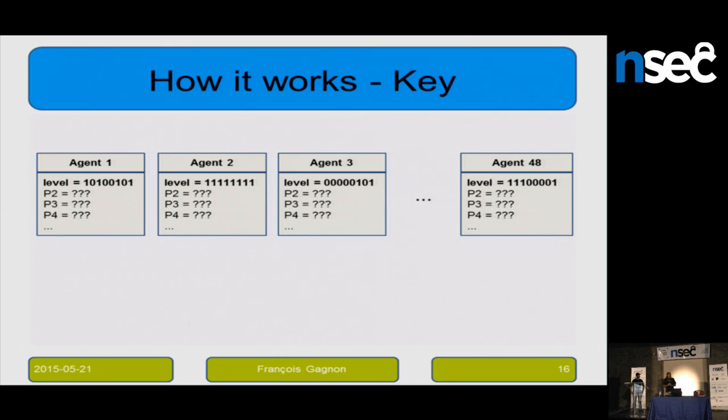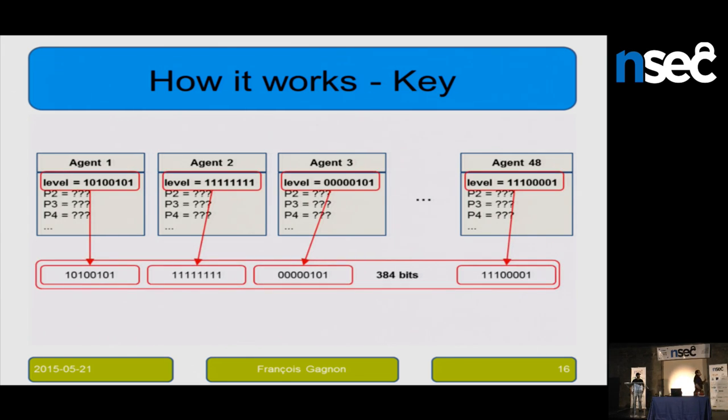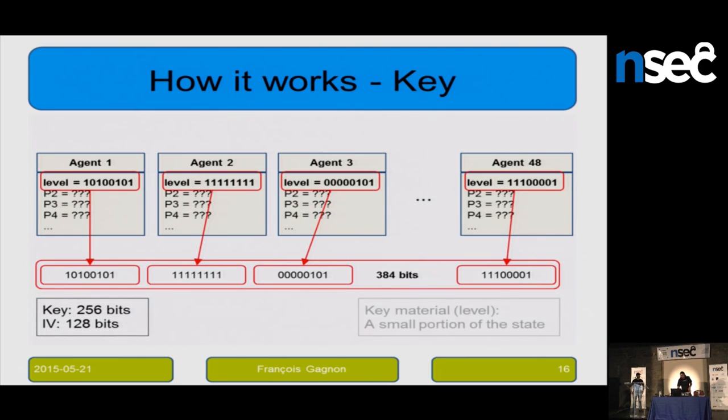So let's say we have a chaotic system, which is built of 48 agents. Each agent has many properties. One of them we call the level, which is 8 bits. What we'll do is take the level of each agent at a specific moment, and from that we'll derive key material. So for 48 agents, we will get 384 bits. With that, we can use a part for a key and a part for an IV. What's important in all this is that the key material is just a very, very small portion of the whole system. The agent has a level, but it has many other properties, and those properties are very important for the evolution of the system, but we don't use them for key material.